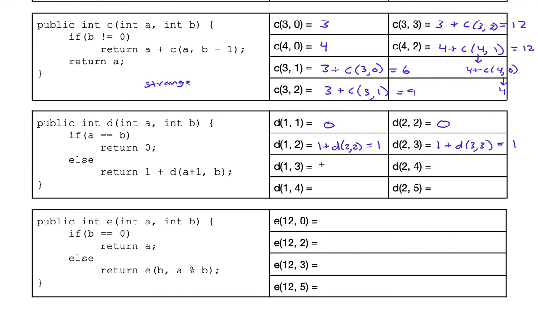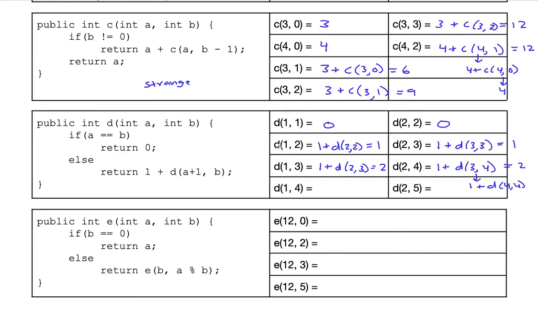D of 1, 3 is going to be 1 plus D of 2, 3. And we already know that D of 2, 3 is 1, so this is 1 plus 1, which is 2. D of 2, 4 is 1 plus D of 3, 4. Now we don't know what D of 3, 4 is, so we're going to have to figure that out. D of 3, 4, that's going to be 1 plus D of 4, 4. And we know that D of 4, 4 is just going to be the number 0, so it's going to be 1 plus 1, which is the number 2.